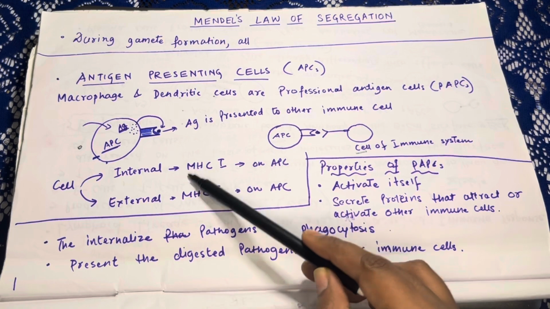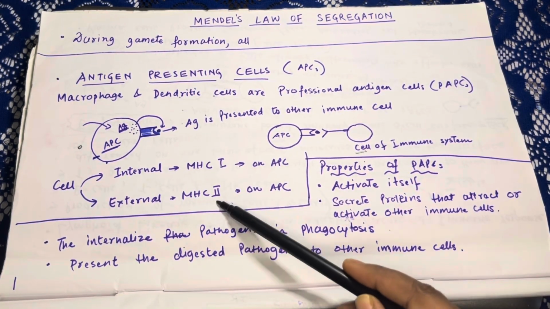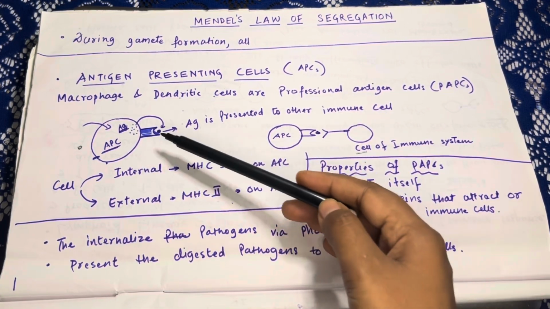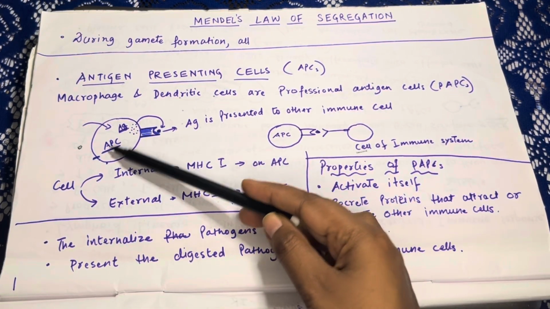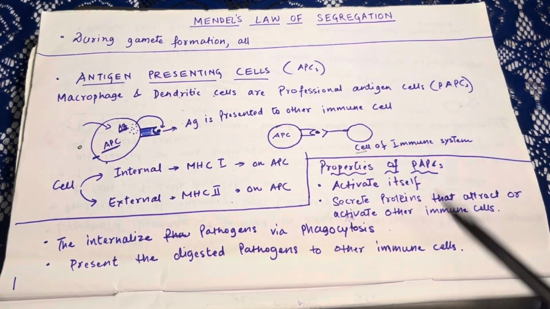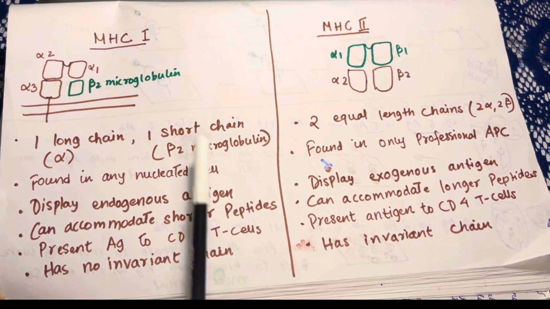So this MHC can be of two types: class 1 MHC or class 2 MHC. So what is MHC? It is a complex on the surface of the antigen presenting cell, which helps to present the antigen to the cells of the immune system. It may be B or T cell. So these are the two different types of MHC.